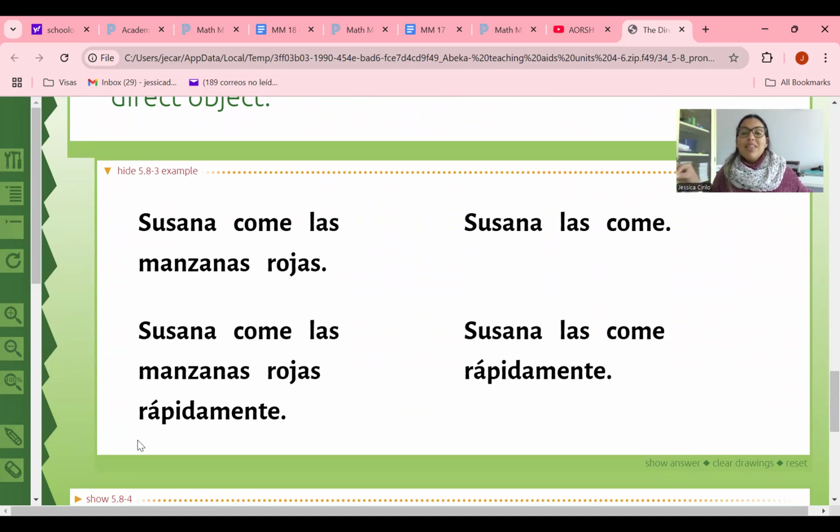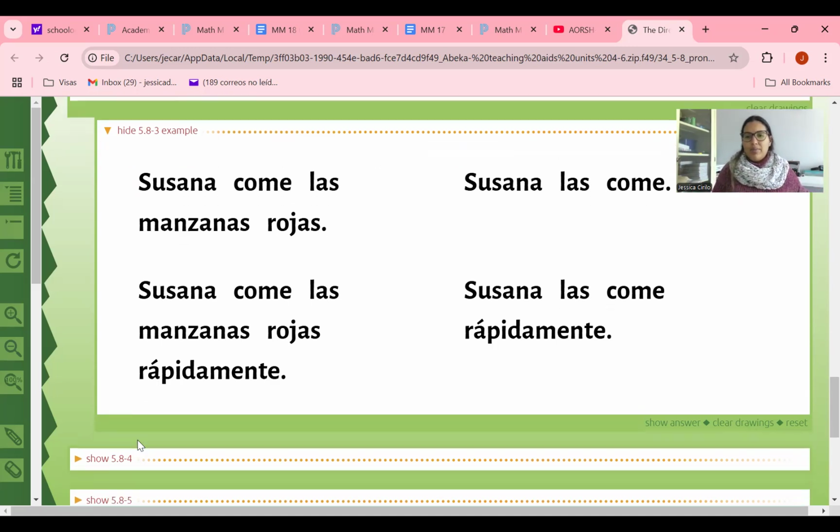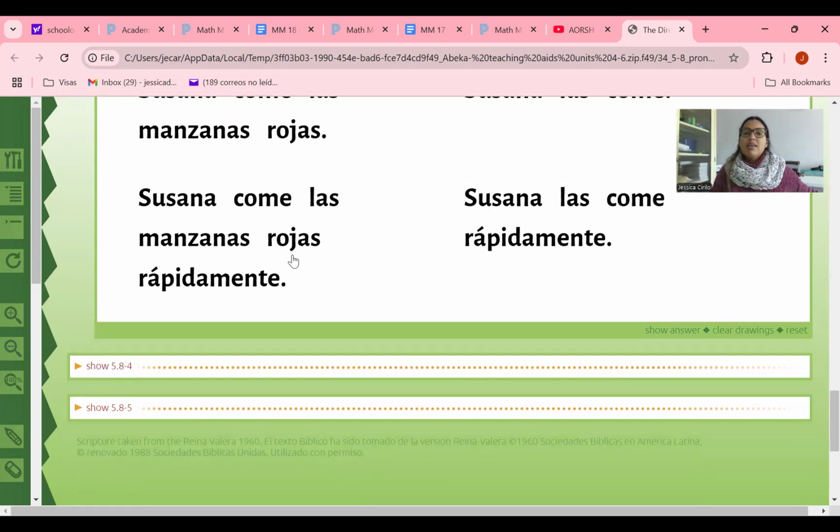Now, here you have Susana come las manzanas rojas rápidamente. Rápidamente is another word, but rápidamente does not modify the direct object manzanas because it's not saying what or whom, it's just saying how, okay? Very fast, rápidamente, rapidly. Okay, so Susana las come rápidamente. But las doesn't replace rápidamente, you have to write it. It just replaces manzanas rojas.